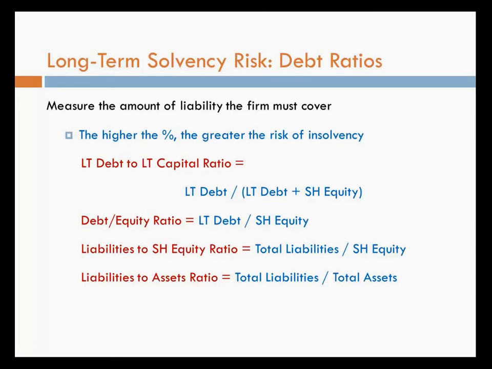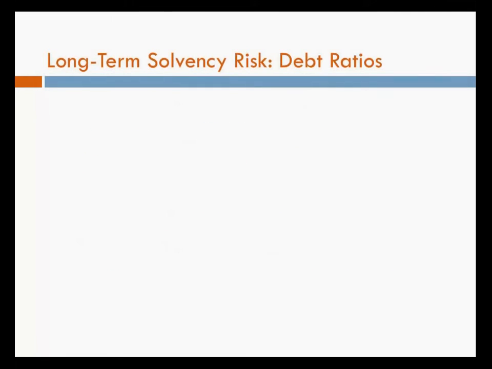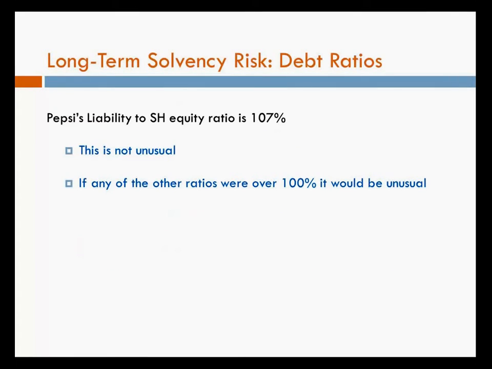Okay, so again, these are 4 different ratios. There's no magic number. I would suggest choosing one of them. They don't tell you very different things. So Pepsi's total liability to shareholder equity is 107%. What does that tell us? More debt than equity. Just a little bit more, but more debt than equity.